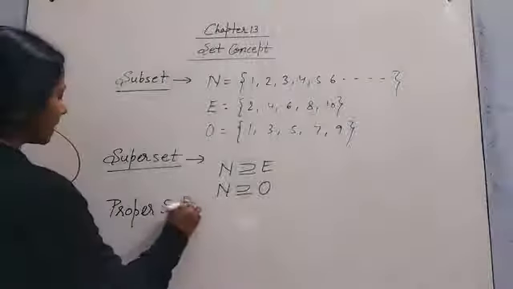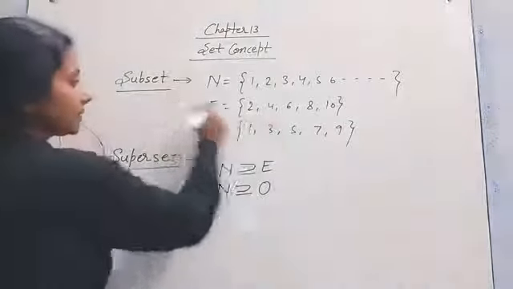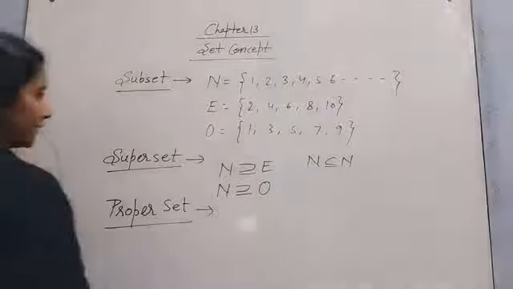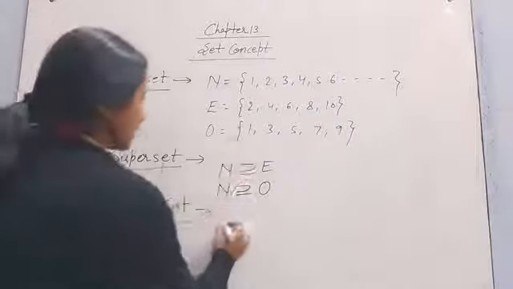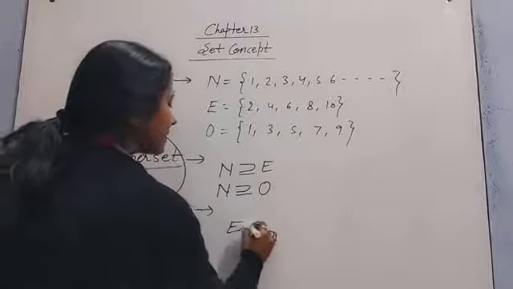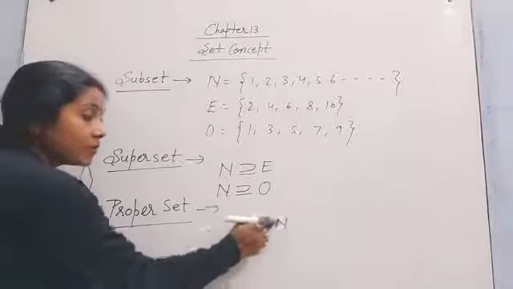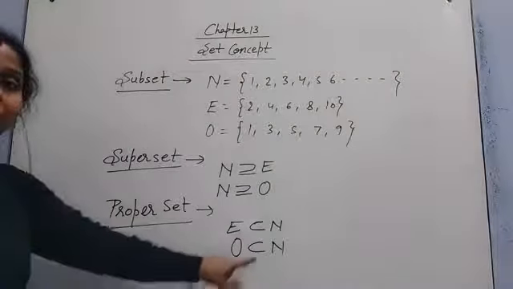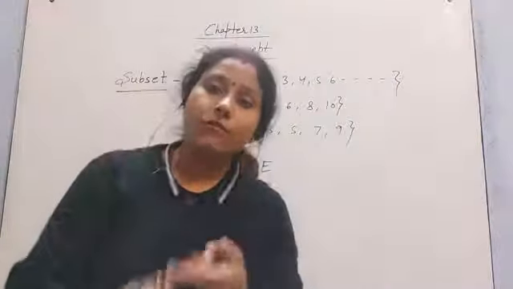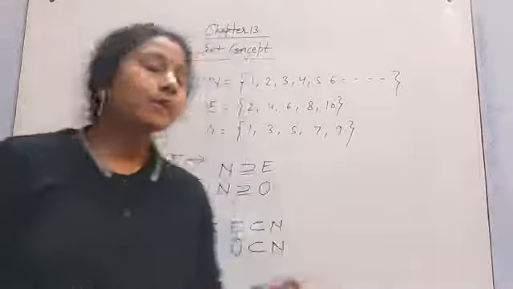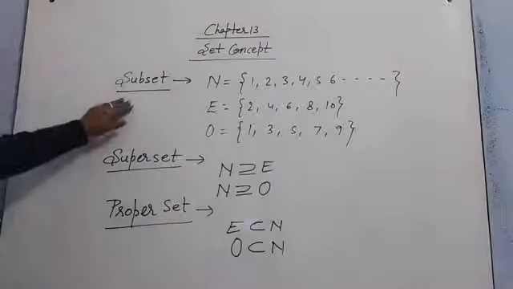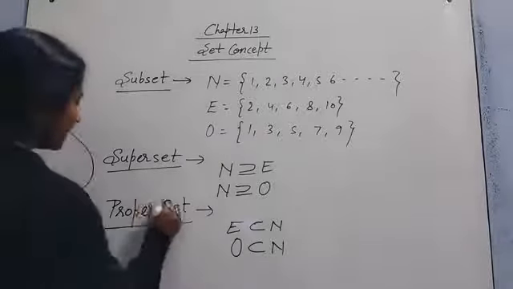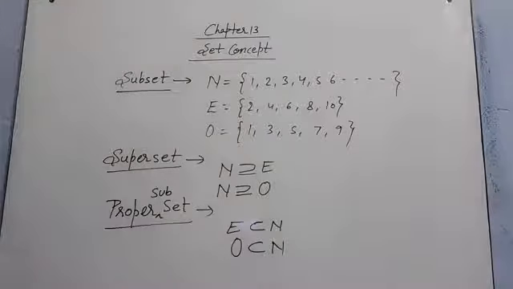Now, proper subset. What is a proper subset? Proper means properly. Just now I told you that for subset, N is also a subset of N. But here we cannot say N is a proper subset of N, because N is equal to N. Yes, we can say E is a proper subset of N, and the symbol of proper subset is only this one, which is never equal to the superset. O is a proper subset of N, which is smaller than N. A proper subset is always smaller than the superset, that is N here. So these are subset, superset and proper subset. Sorry for that, I had forgotten to say proper subset.